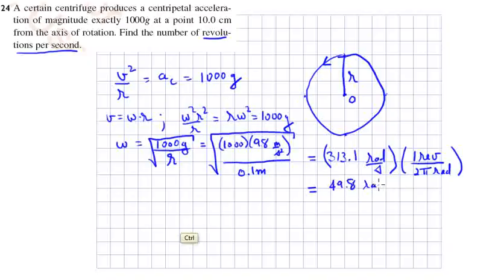I get 49.8 revs per second. Revs per second is a very common unit of angular speed. You also hear revolutions per minute, aka RPM, and in order to get RPM for this, if we wanted to, we would take 49.8 revolutions per second and multiply by the conversion factor 1 minute over 60 seconds.